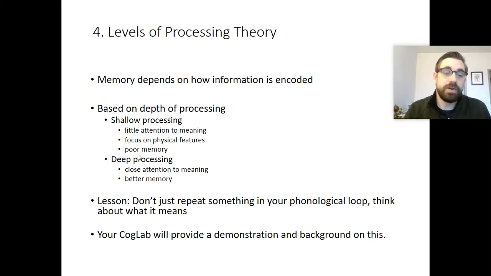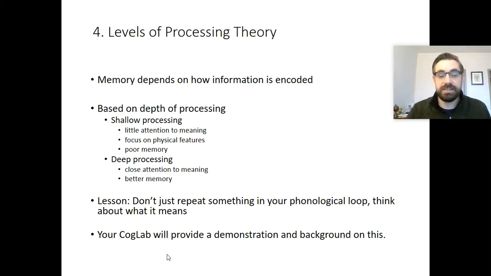Deep processing is when you pay close attention to the meaning of what it is that you're studying or trying to remember. In a levels of processing task, this might have you put the word in a sentence, or think about a synonym for that word. So you're thinking more deeply about what it means rather than what it looks like or sounds like. So this is a pretty basic manipulation, and levels of processing theory has a ton of support for it. Your cog lab will show that deeper processing leads to better memory.